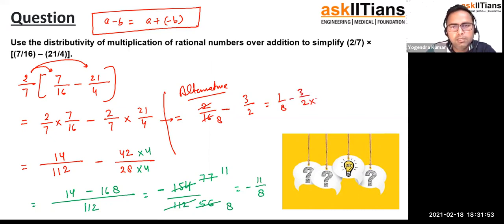Now we can make the LCM the same here by multiplying by 4. So what are we getting? 1 minus 12 divided by 8, which is nothing but minus 11 by 8. So the calculation would have been easier, right? Now it's your choice, whichever way you want to do. Both ways you can proceed, by the way, right? I hope you have understood it.